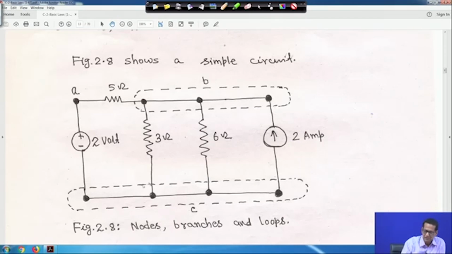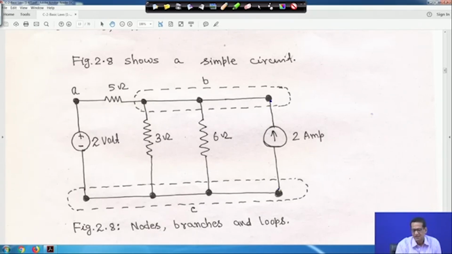And here also these are all connections of wire, and wire has negligible resistance. So how many branches, nodes and loops are there? Generally any electrical element is connected across 2 points or 2 nodes, across 2 terminals, and that is a branch. So this voltage source is connected across 2 terminals, so it is a branch. The 5 ohm resistor is also a branch. Similarly the 3 ohm is connected across these two, it is a branch. The 6 ohm is also connected across terminals, it is a branch, and the current source is also a branch.